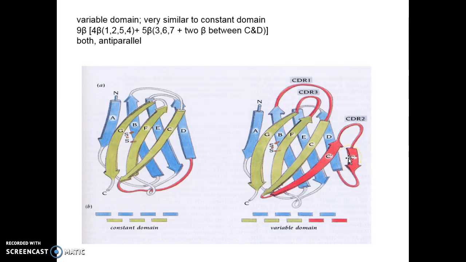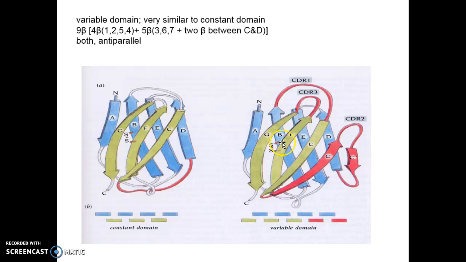The loop between these 2 strands contains the hypervariable region CDR2. The remaining CDR regions are at the same end of the barrel: in the loop containing beta strands B and C for CDR1, and G and F for CDR3.